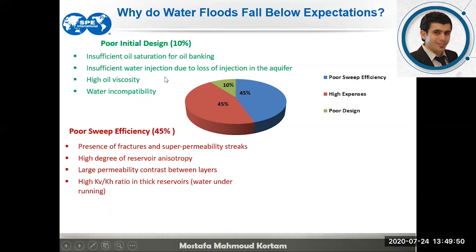So the poor sweep efficiency also comes from some causes that are man-made and some that are out of our hands. And this comes due to the presence of fractures or a high-permeability streak.